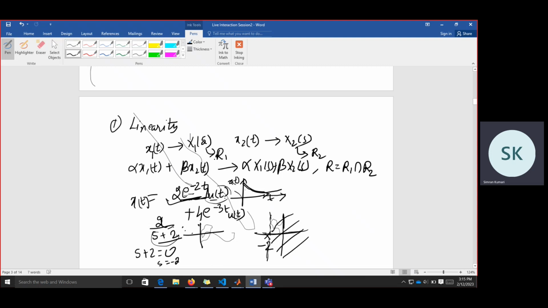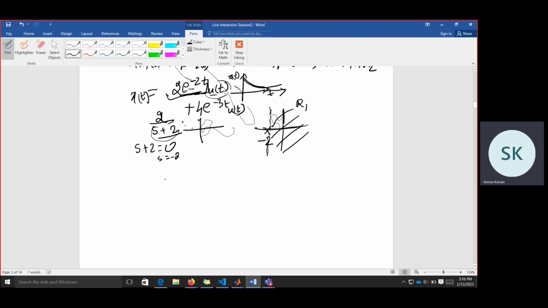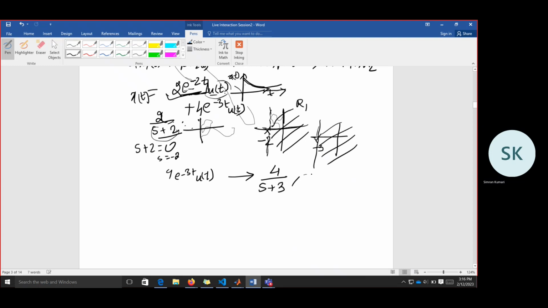So that's what I told, no? ROC R1 and ROC R2. So this is R1. And then you have another signal which is 4e to the power minus 3t u(t). So for this, what will be the Laplace transform? 4 by s plus 3. Now what will the ROC of this one be? It will be all the values to the right of minus 3, no? This axis. So the real part of s should be greater than minus 3.